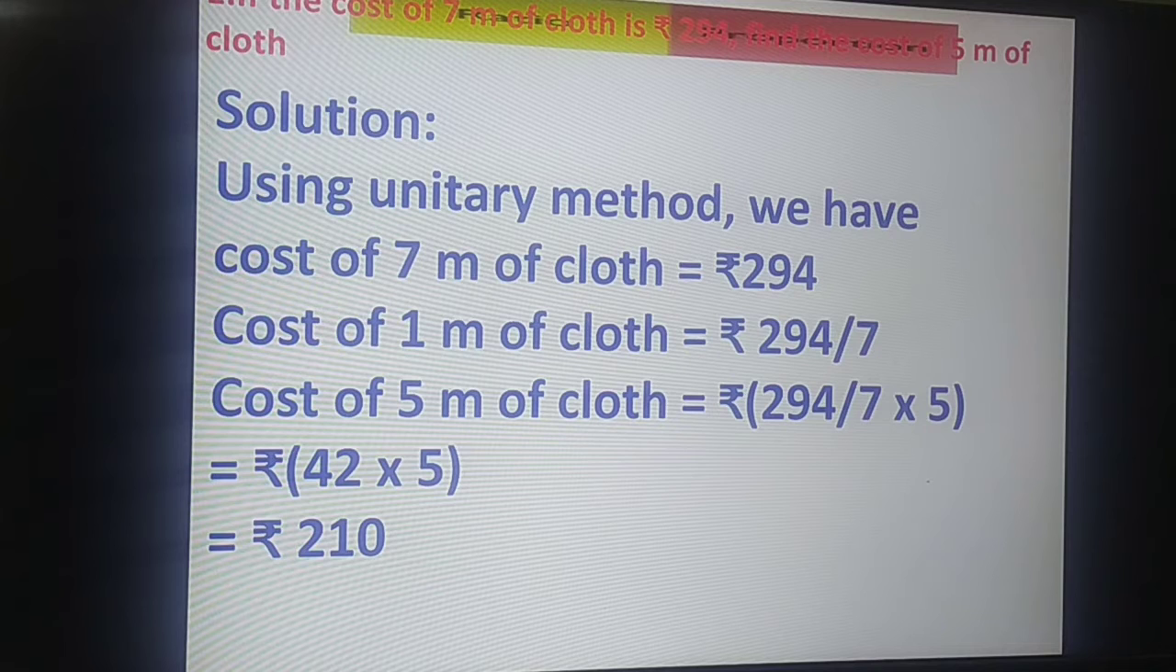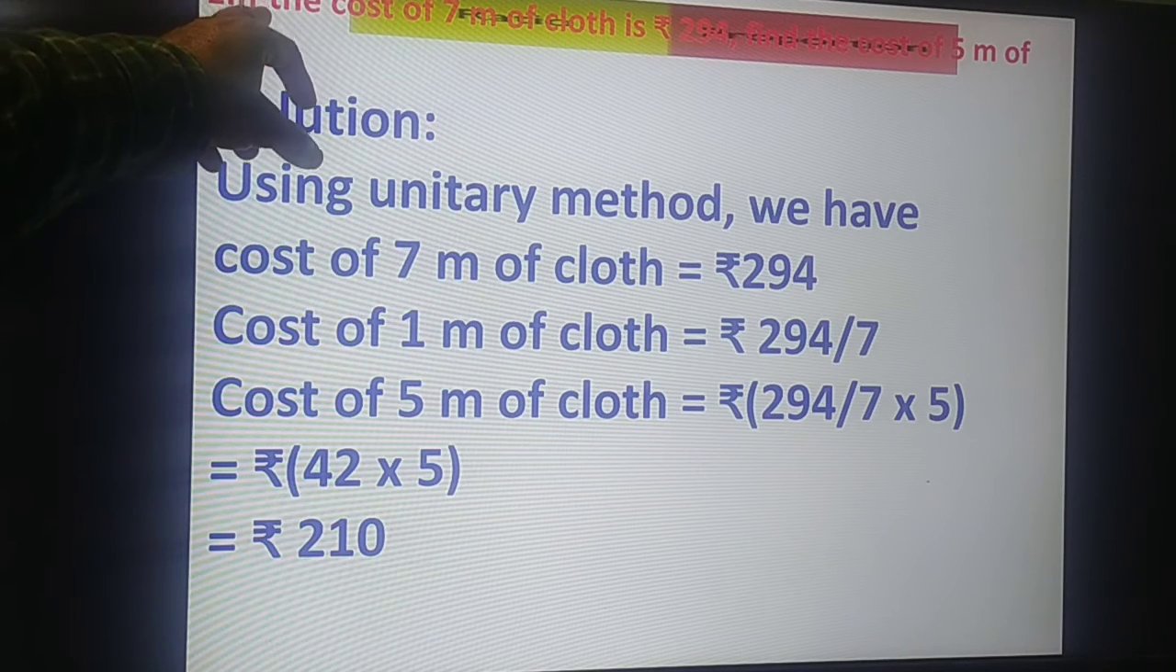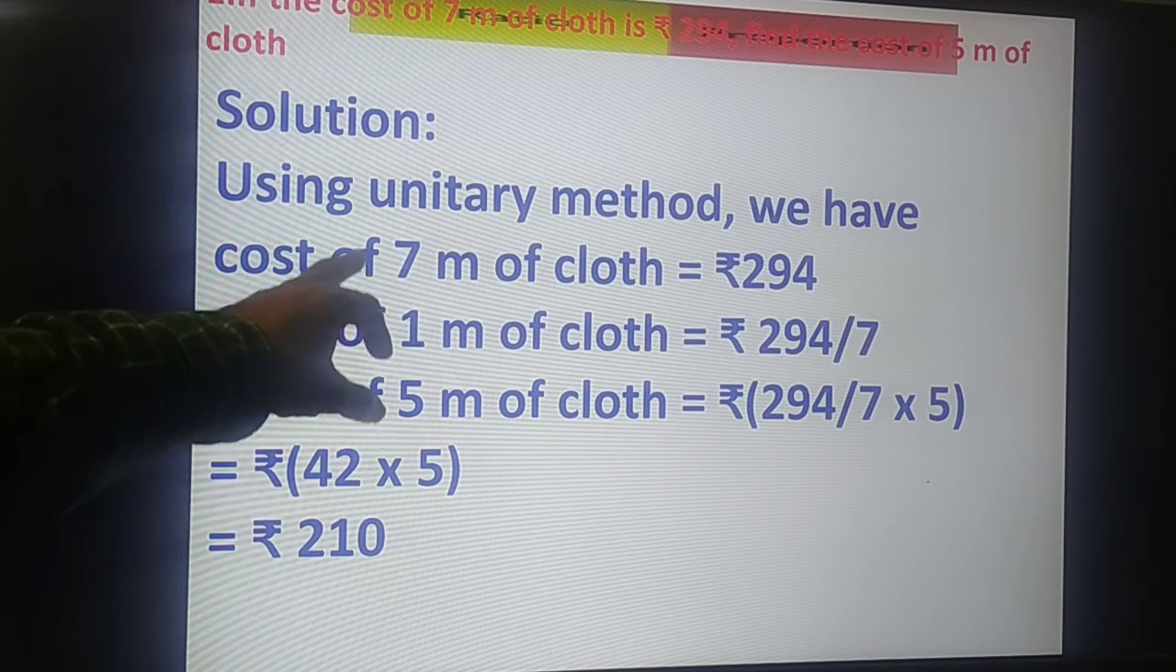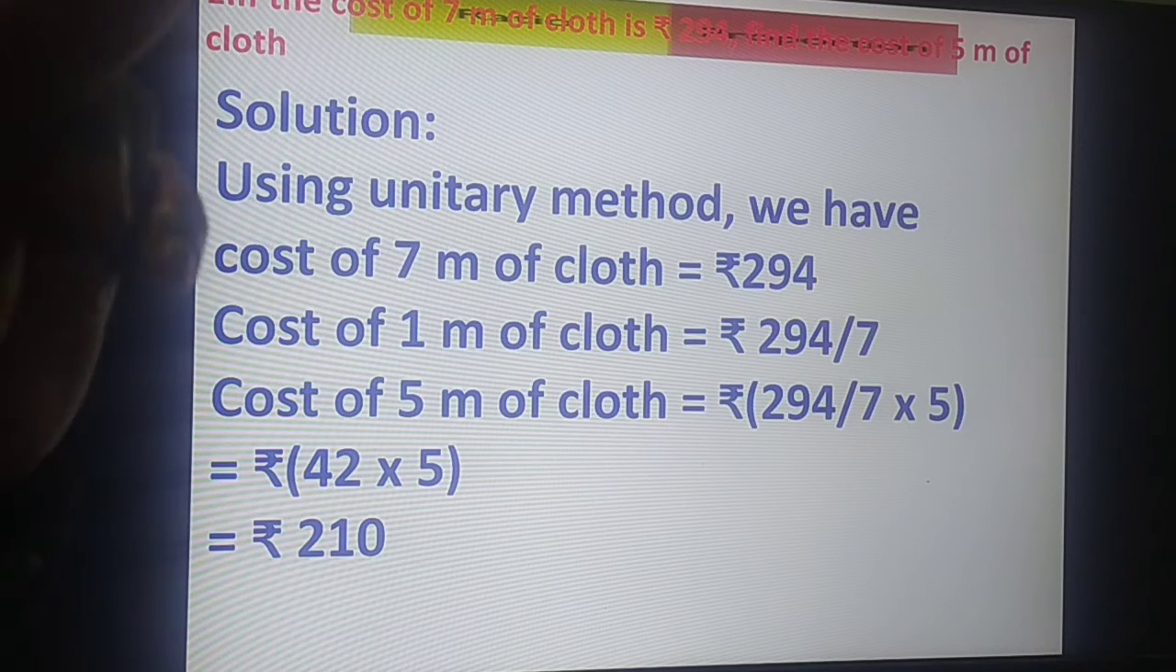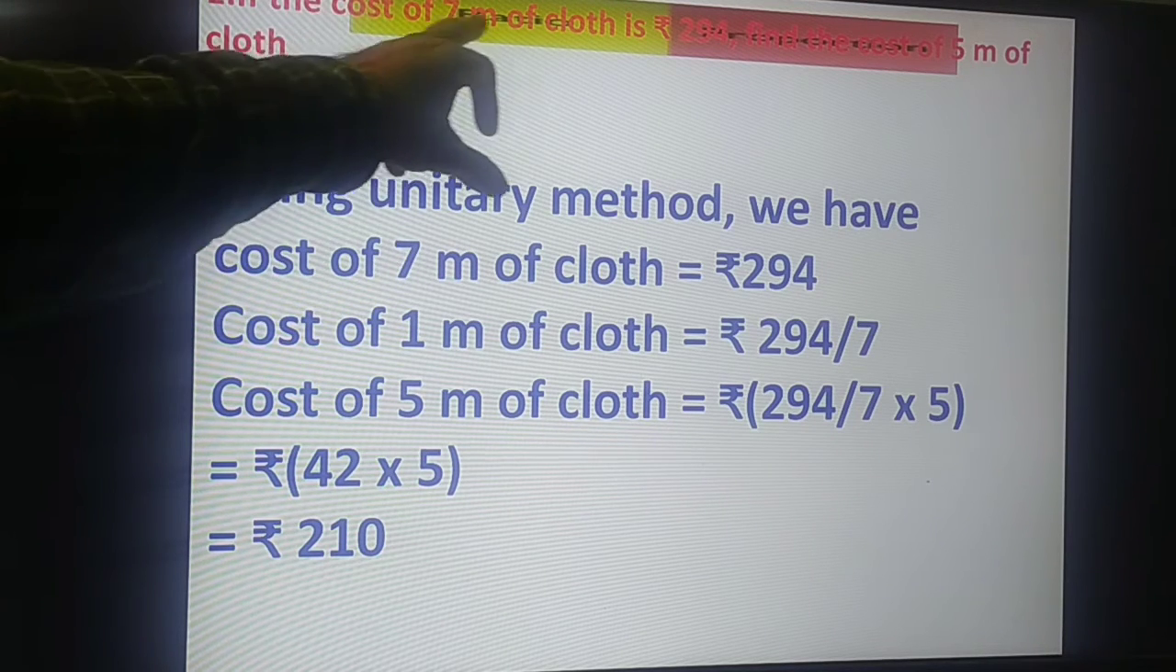Proportion method gives rise to the unitary method. Unitary method means first of all we have to find the value for the unit, whatever the given quantity may be. That is, for the unit, what is the answer? Suppose, for example, unitary method means we have to find for the 1.